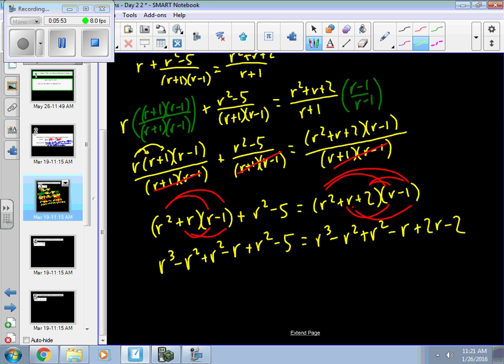All right, now we got to combine any like terms or cancel out anything we see. Well, there's an r squared minus r squared plus r squared. That would equal 0. And I think we got the same thing happening on the other side.